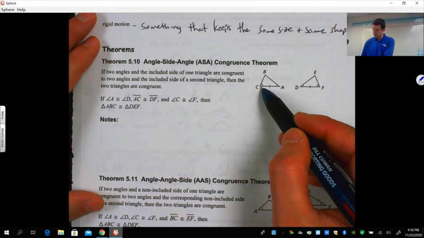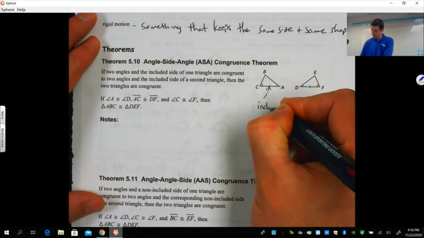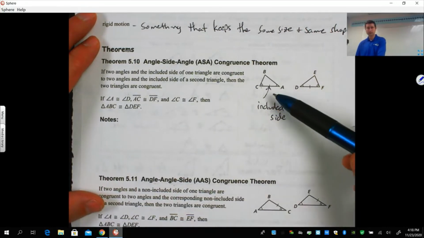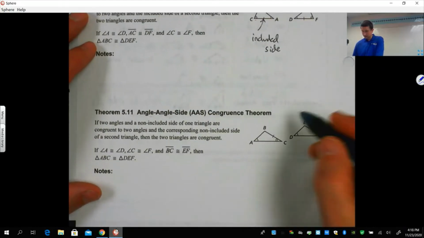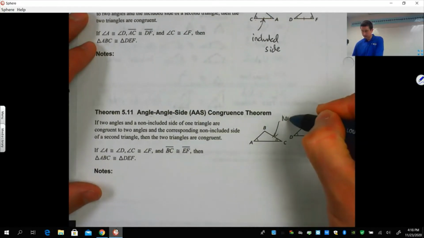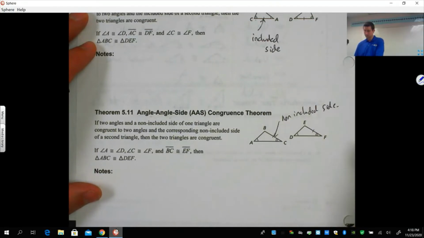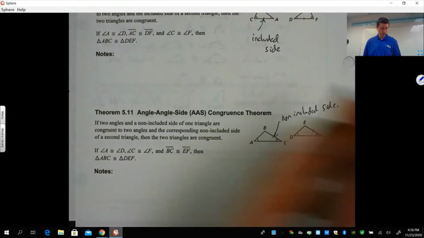You see we have an angle side angle. So this is what we refer to as an included side. It's the side between the two angles. And then angle-angle side, this would be a non-included side. So angle side angle, angle-angle side. Try to keep all of those straight.